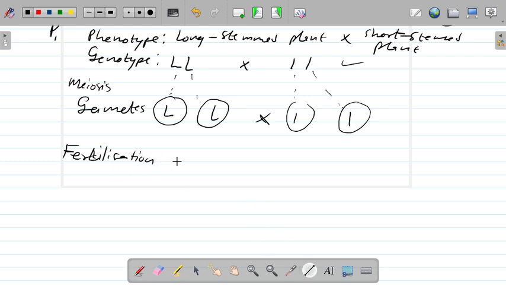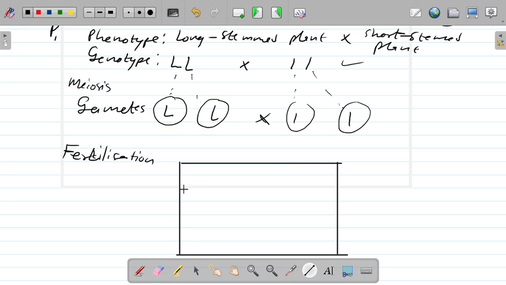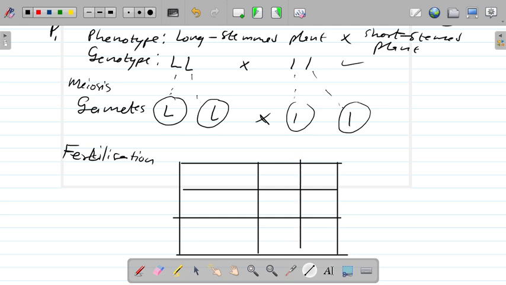Fertilization takes place and then we draw a Punnett square for fertilization. Then we draw the gametes: big L, small l, small l. Then we draw the cross. Big L, small l, across, and then big L, small l, and then big L, small l.